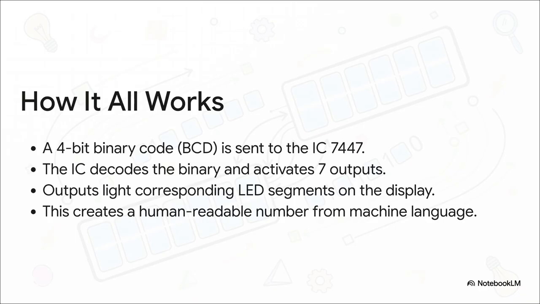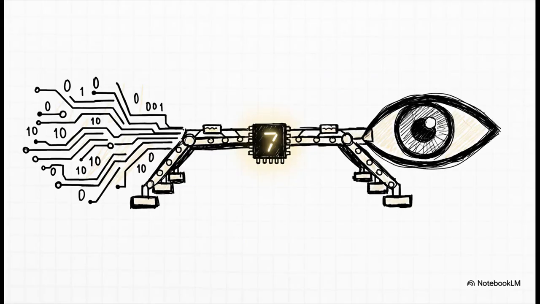We start by giving it a simple 4-bit binary input. The IC7447, our amazing translator, does all the heavy lifting of figuring out what that code means. It then grounds the right combination of output pins, which closes the circuit for specific LEDs on the display, and they light up in a pattern that we instantly recognize as a number. We've turned machine speak into plain English. And that's really the magic of it, isn't it?